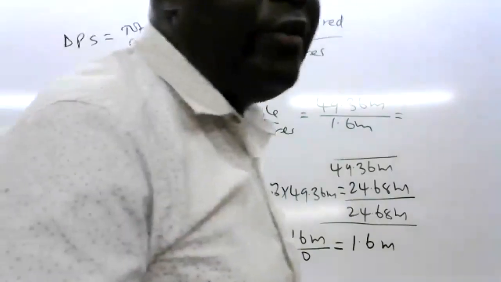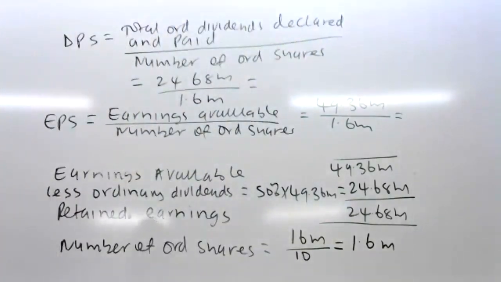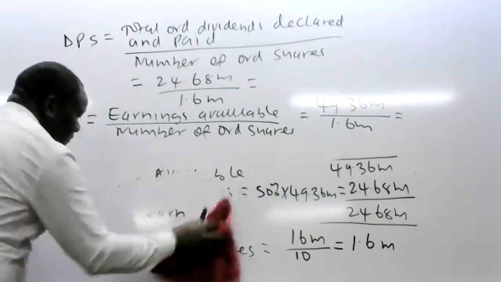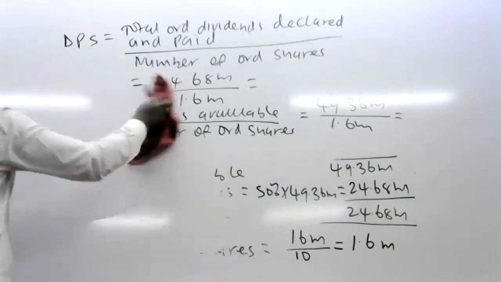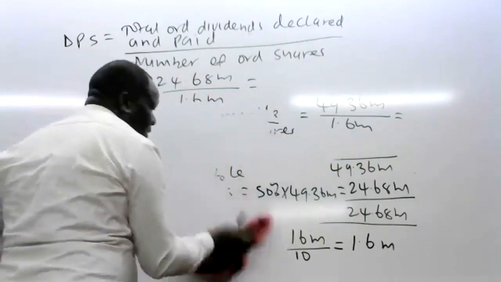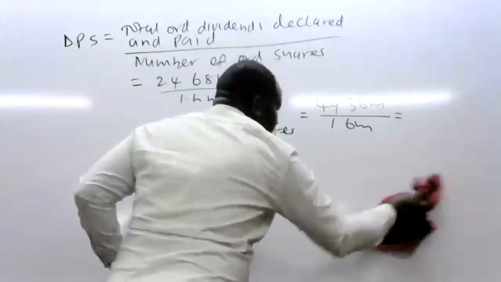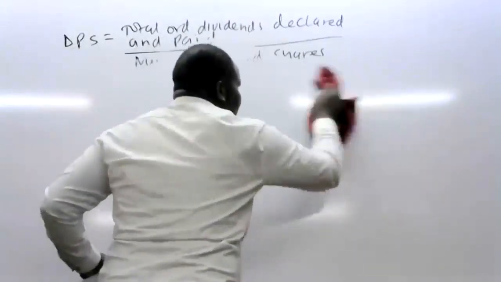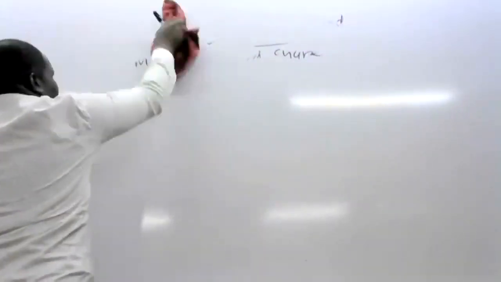So we start with Roman letter 1, where they have given you a figure for the earnings per share.